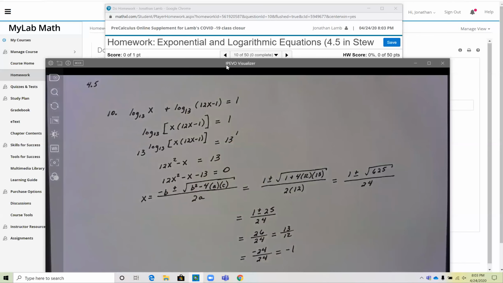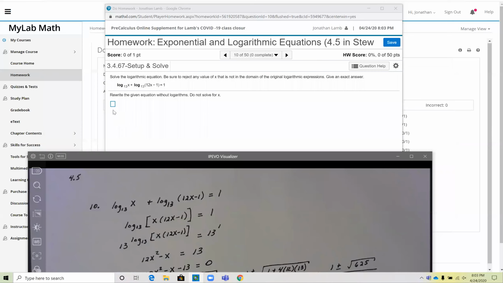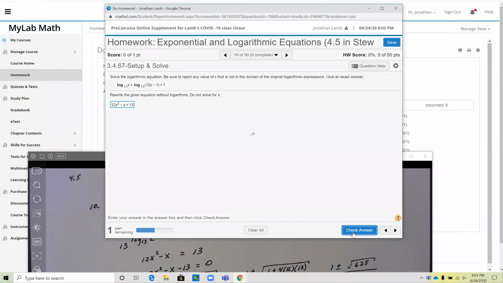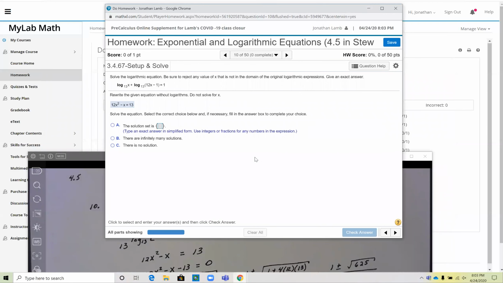Now, that's the first step of the answer here. It says rewrite the given equation without logarithms. So that was our 12x raised to the second, and then we had minus x set equal to 13. Done. I'll check that answer, and it's saying yes. Second part, now it's wanting us to solve that equation.